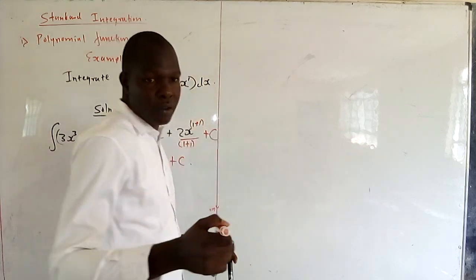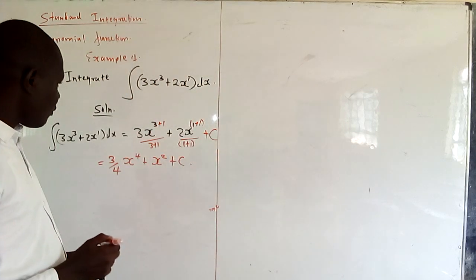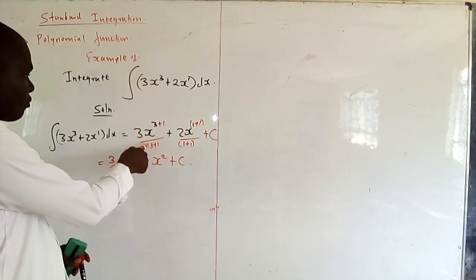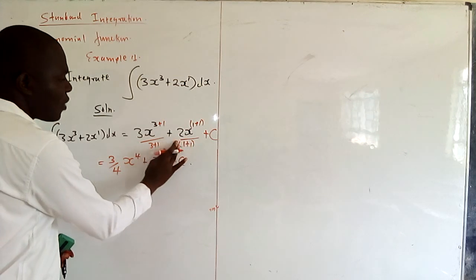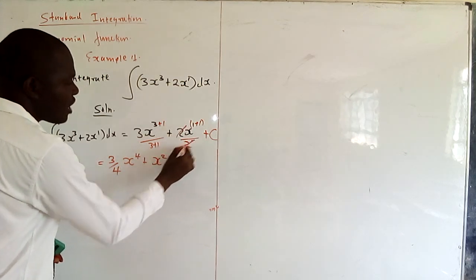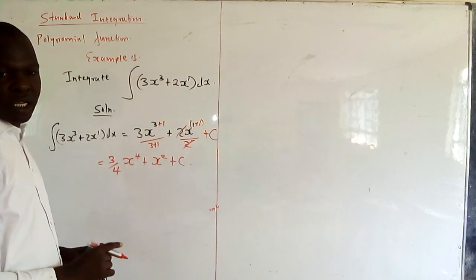Teacher, here at 3/4, then where did that one go? We have here 1 plus 1 is 2. So 2 cancels with 2, you remain with 1.